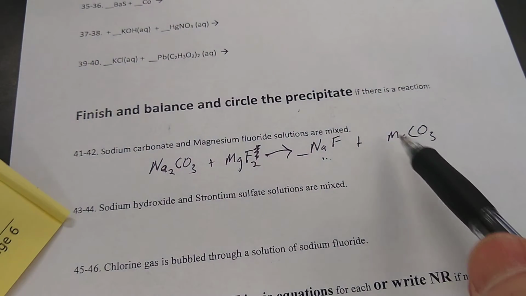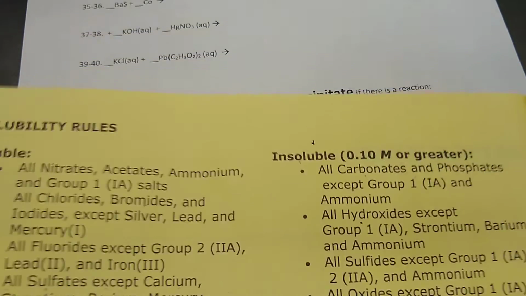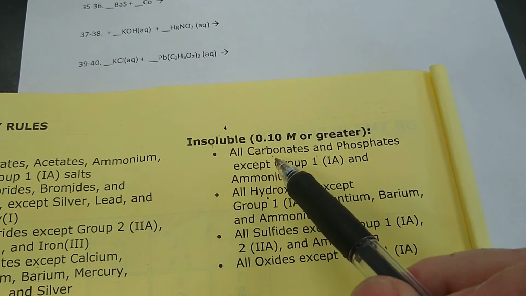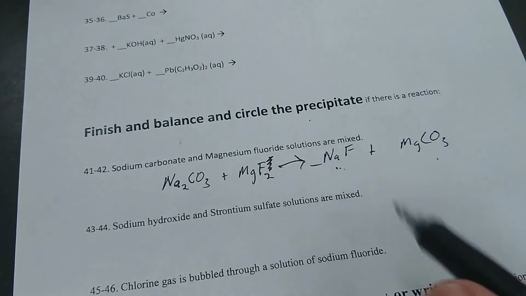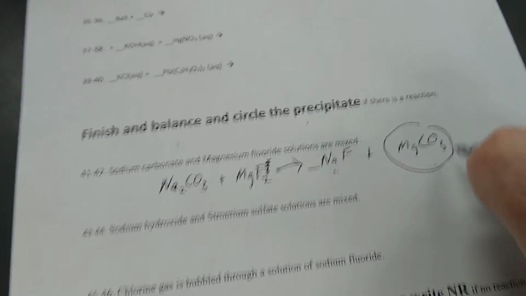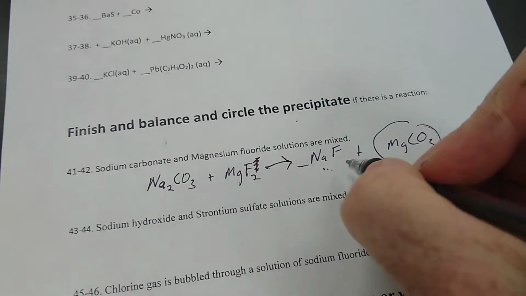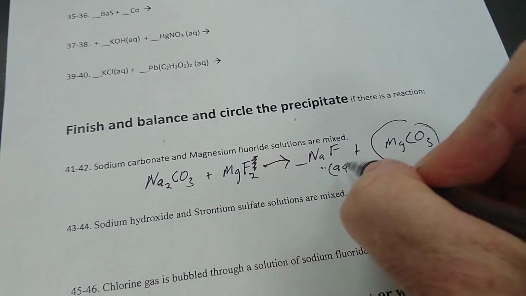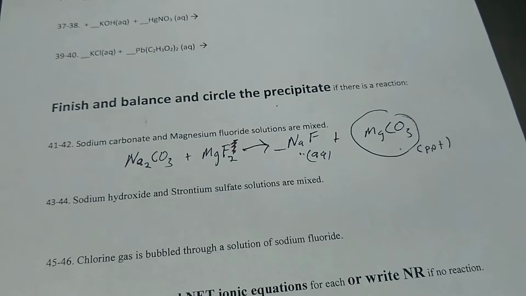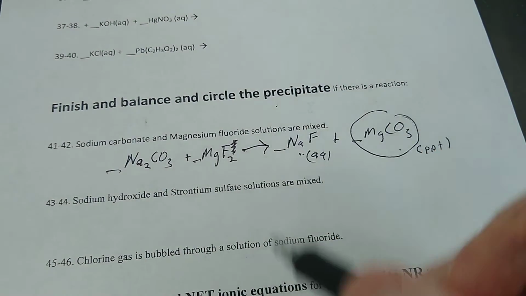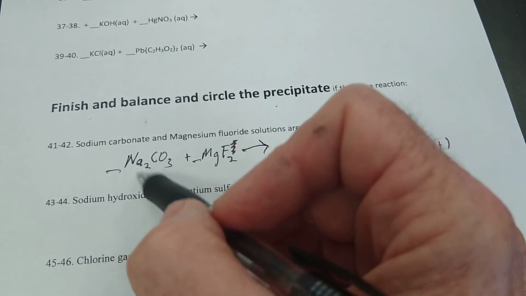And then now we're going to look up magnesium carbonate. Under insoluble, all carbonates are insoluble, so boom, that is the precipitate. We'd label that PPT. This is aqueous. Again, sorry, I'm hitting the phone with my pen. And then we'd have to balance it, finish and balance.